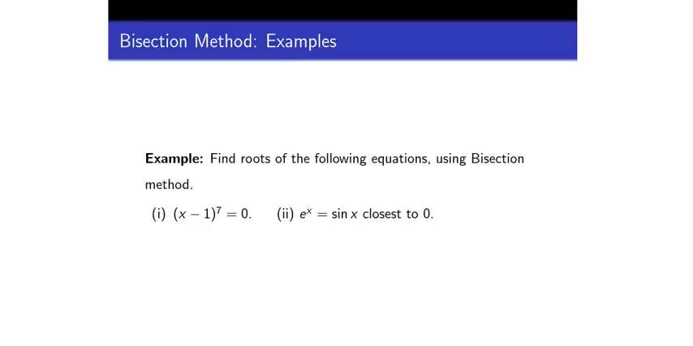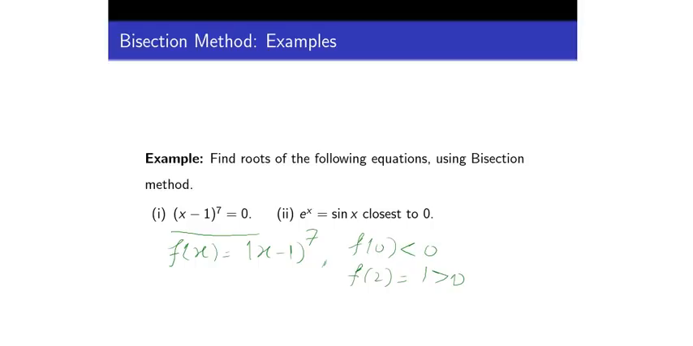So let's have two examples here. Find roots of the following equations using the bisection method. The first problem is (x minus 1) to the power 7 equals 0. It is clear that f of x is (x minus 1) to the power 7. Now f of 0 is negative, minus 1 to the power 7, and f of 2 is (2 minus 1) to the power 7, that is 1, which is greater than 0. So the root lies between 0 and 2.